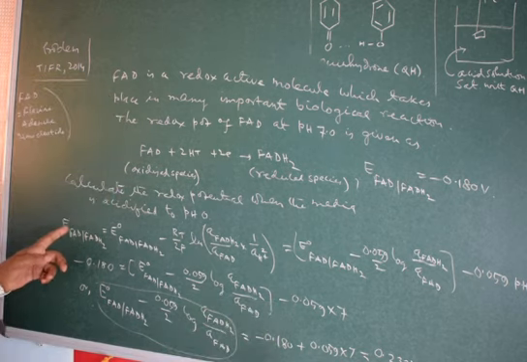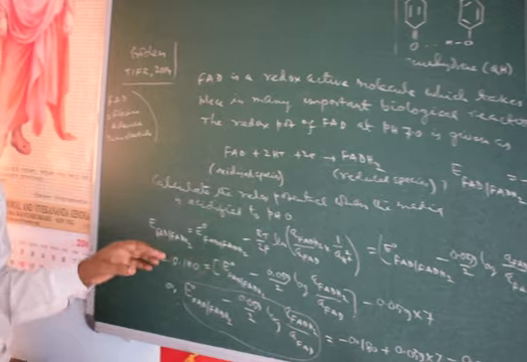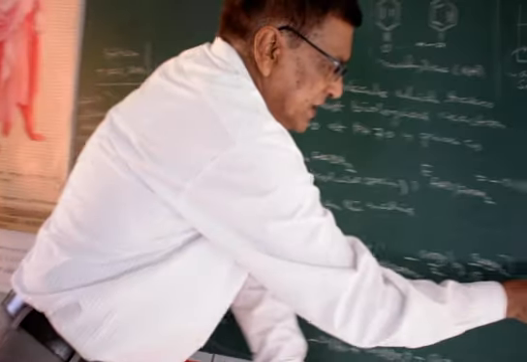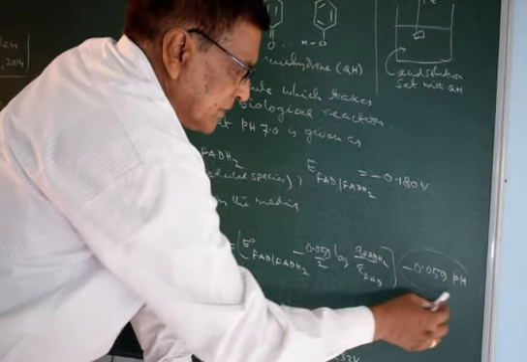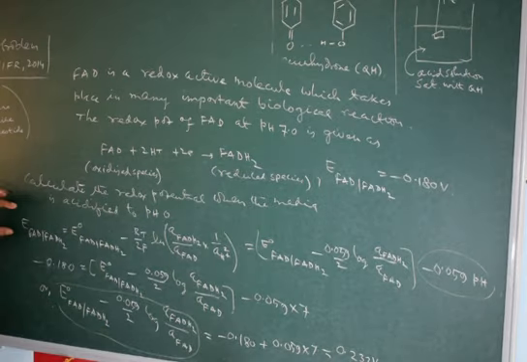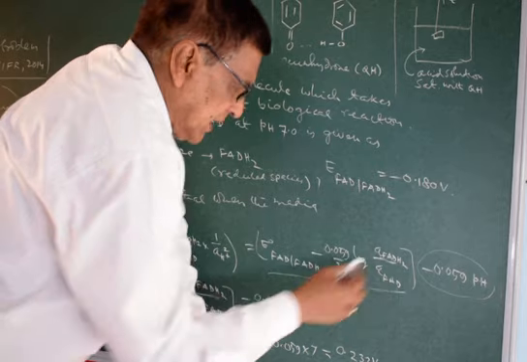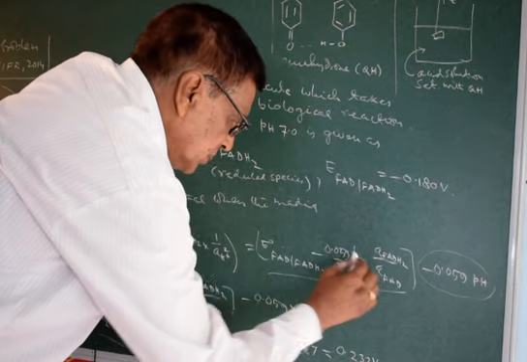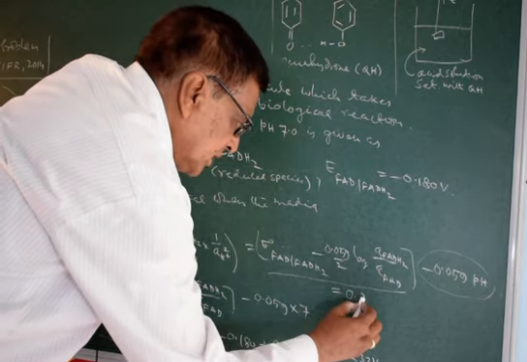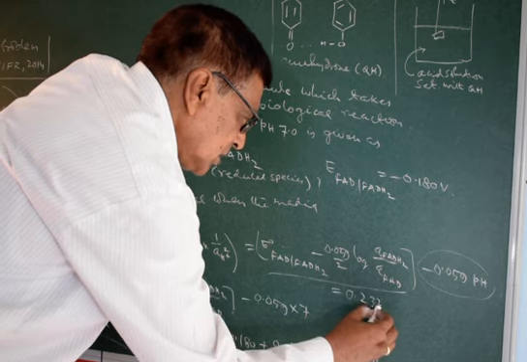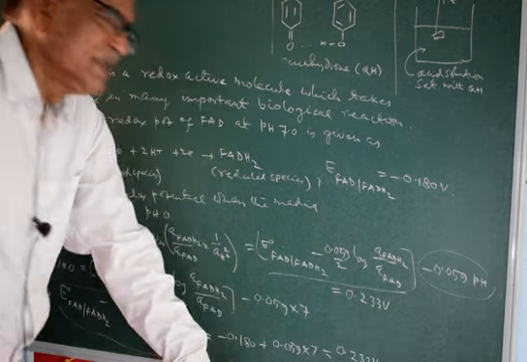And from this equation it is very clear that whenever pH equals 0, this term will vanish, and the potential of this electrode will be the term within the bracket, and this term within the bracket is 0.233 volt. So this is the answer.